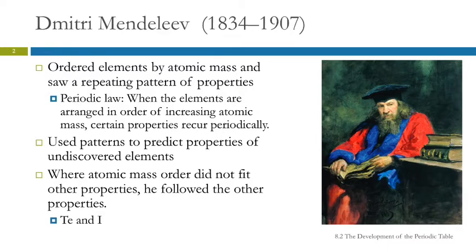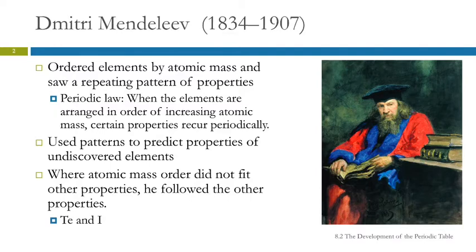So Dmitri Mendeleev, he's given credit for being the father of the modern periodic table. He lived back in the late 1800s, died in the early 1900s. Yeah. Do we have to know that? No. I do not test you on people's names or when they lived. But I think it's good to have heard of these people because they made some pretty significant contributions to science.